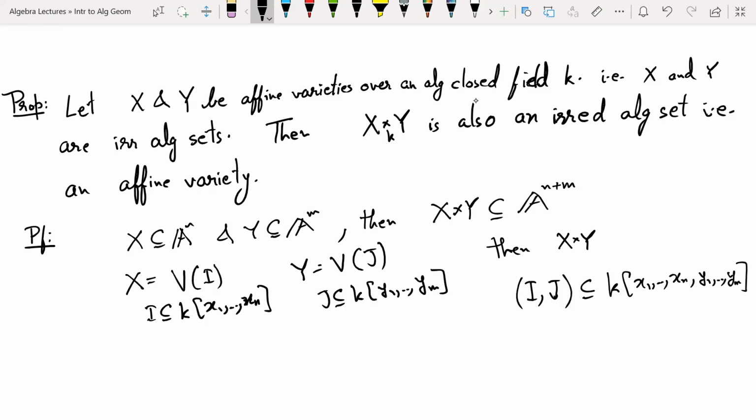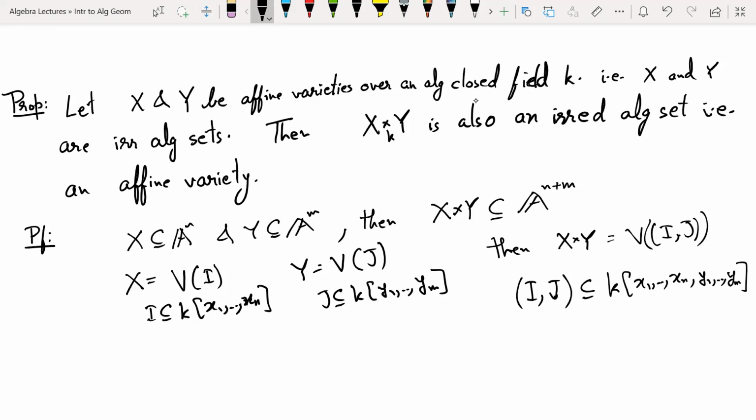Then this will cut out precisely X cross Y. So this X cross Y is precisely V of the ideal generated by I and J. Okay. So if you take something in this ring, in this ideal, then maybe there is some argument needed.